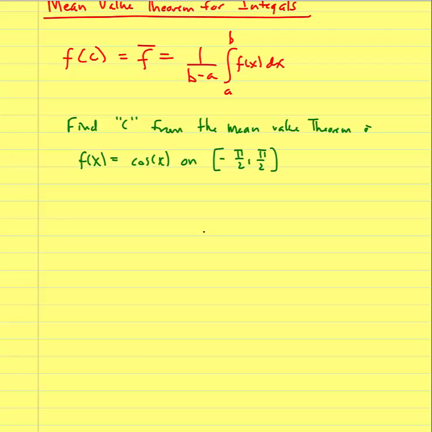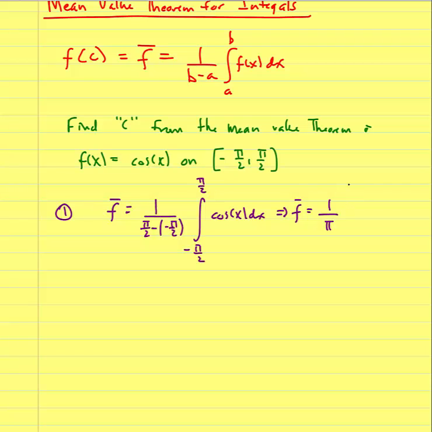So first part, I'm going to use the average value of the function. So I'm going to find f bar. f bar is 1 over b minus a, which is 1 over pi over 2 minus a negative pi over 2, times the integral from negative pi over 2 to positive pi over 2 of the cosine of x dx. So that's my first part. This is part 1. So this means f bar is equal to 1 over, pi over 2 minus a negative pi over 2 is pi over 2 plus pi over 2, which is pi.